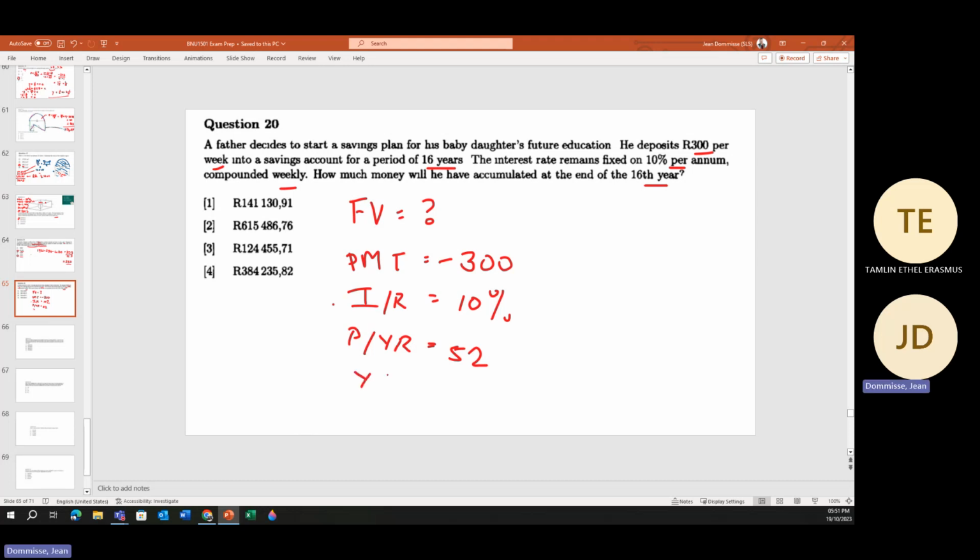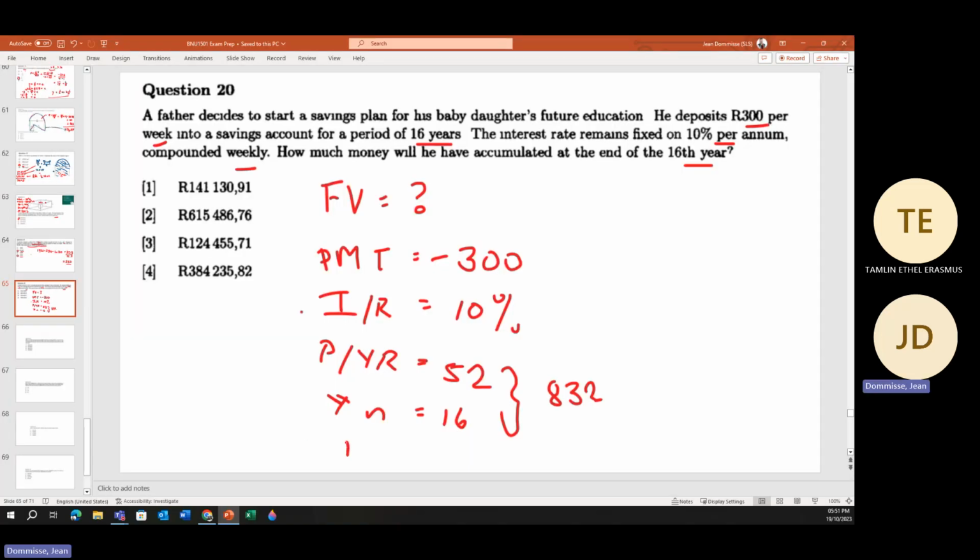Let's make N equal to 16. So when you work that out, it's actually 832 weekly payments that the dad will make. And then if we press future value, we will get our answer, which is 615,486.76.